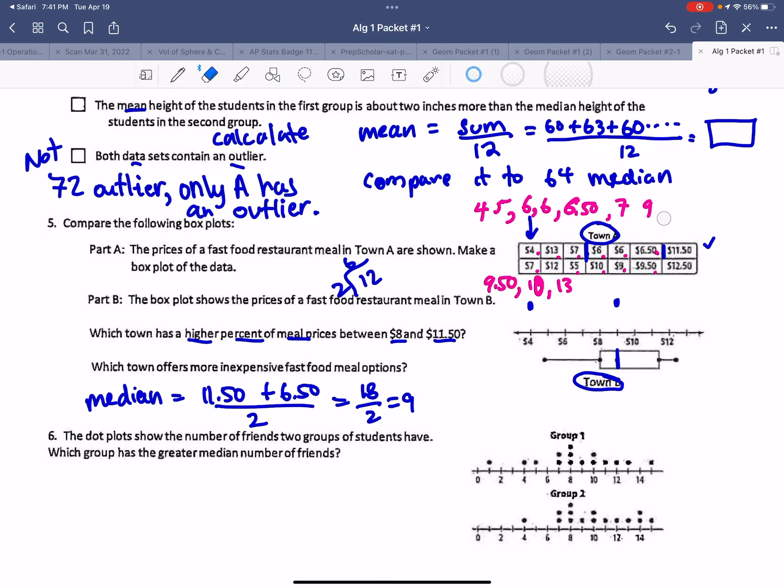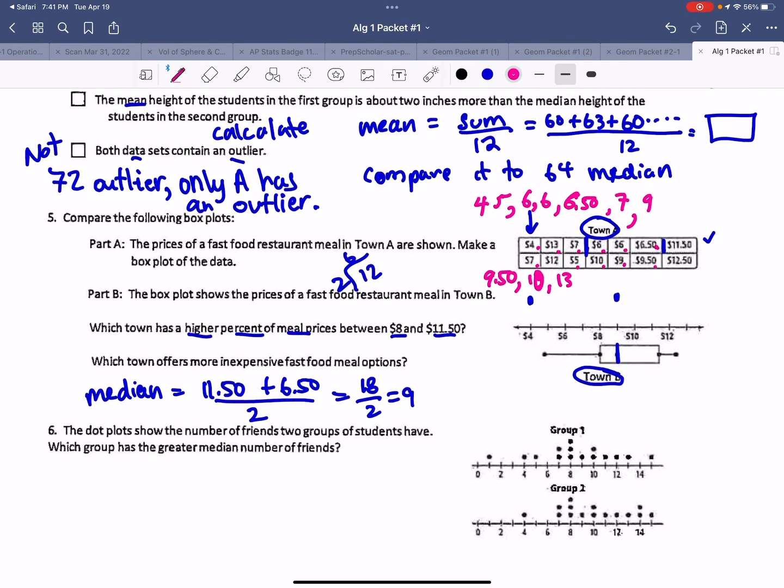All right, so again, I'm trying to order these things least to greatest. I have 4, 5, 6, 6, 6.50, 7, 9, 9.50, 10. Then before I jump to 13, I've got to get 11.50, 12.50, and ooh, I've got to get 12. Spoke too soon. 12, 12.50, 13. I think we did it.